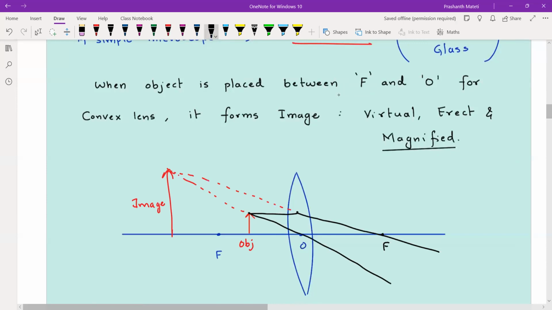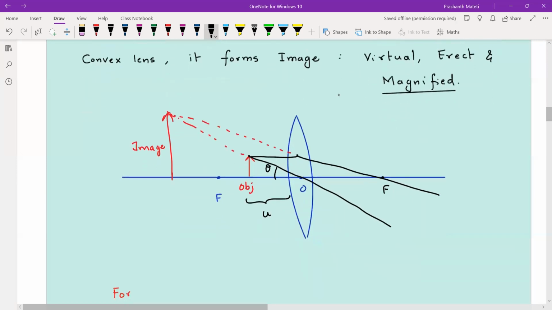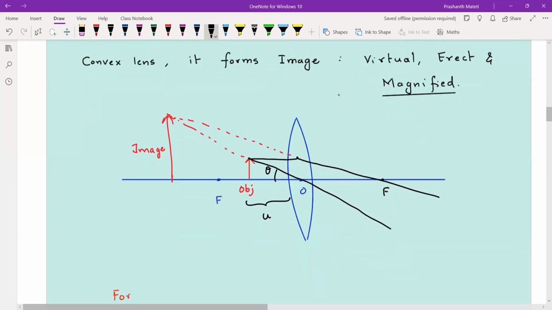So this is theta, the angle the object subtends, and this is u. Even the image subtends the same angle theta. Now, how do we measure magnification here? We do not measure lateral magnification or longitudinal magnification. Instead, we measure angular magnification. For instruments, we measure angular magnification. So what is angular magnification? It is the angle subtended by the image.